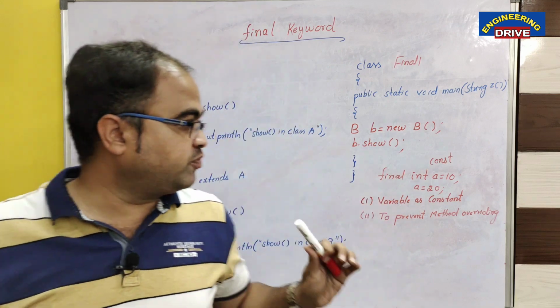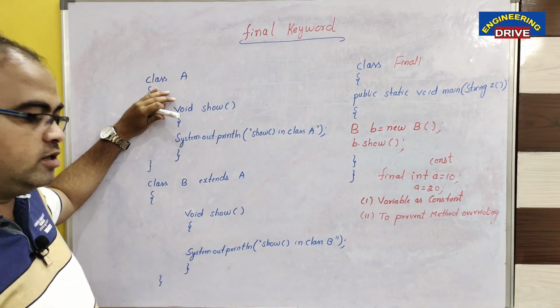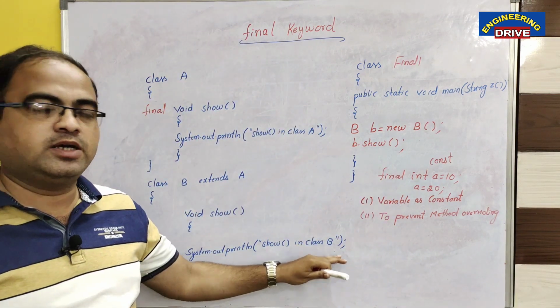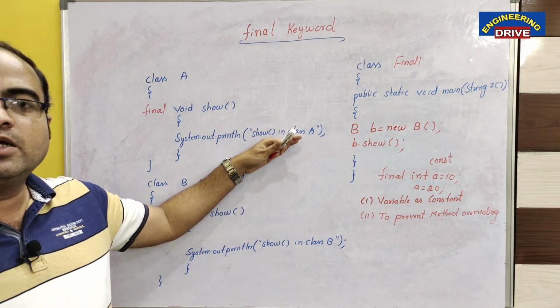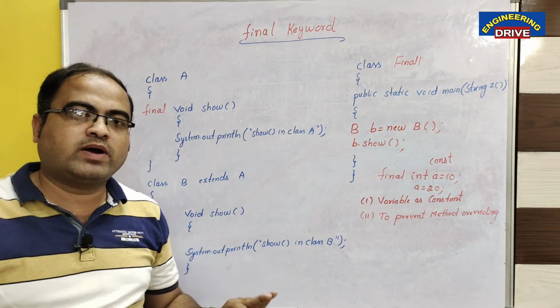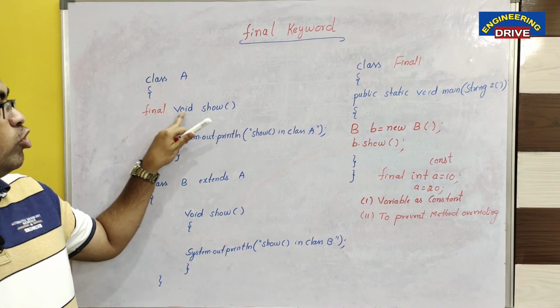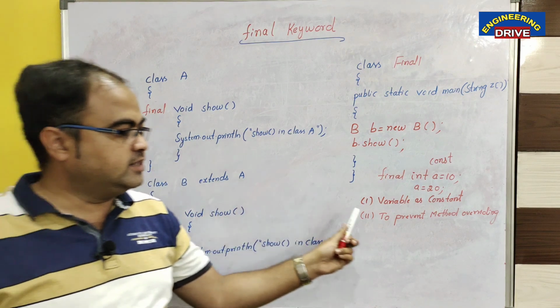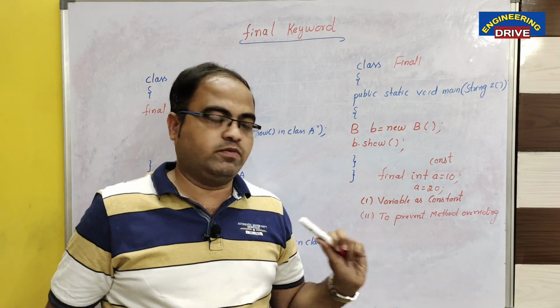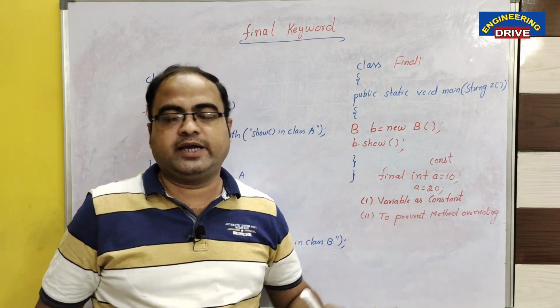So if you remove this final keyword, what output will you get? You will get the output show in class B. The subclass method overrides the superclass method. If you don't want this to happen, then we can make use of the final keyword before the superclass method name. This is the second use of the final keyword, to prevent method overriding.